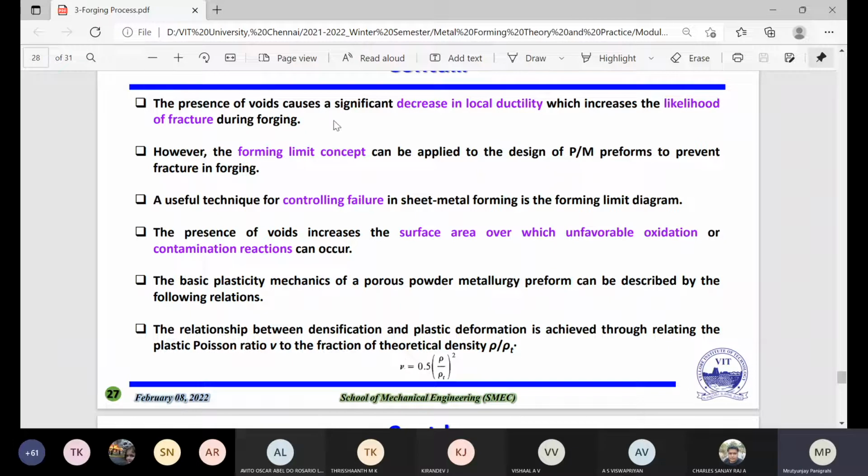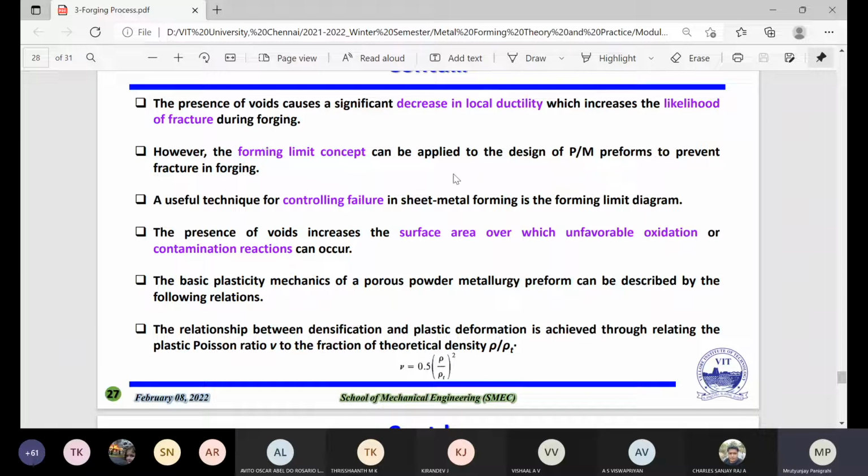And the presence of voids causes a significant decrease in local ductility, which increases the likelihood of fracture during forging. Okay, so when we are talking about metal working, you also have to think about fracture. If this fracture happens, then you also have to think about whether you can use it or not, because of all the properties we are talking about.